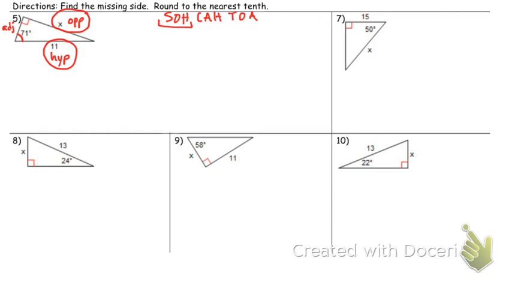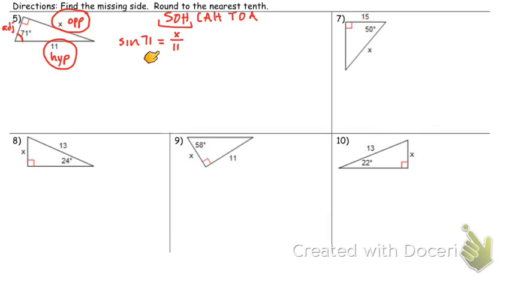And how does that work? We're going to set it up as sine. And instead of putting an angle letter here, we're going to put our angle measure. So our angle measure is 71. So sine 71 equals, and then we do opposite over hypotenuse. So opposite is x, and hypotenuse is 11. Okay? So how do we work this thing out?